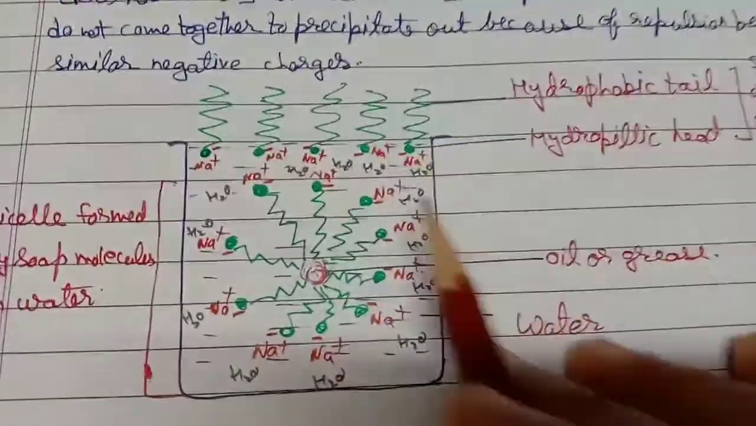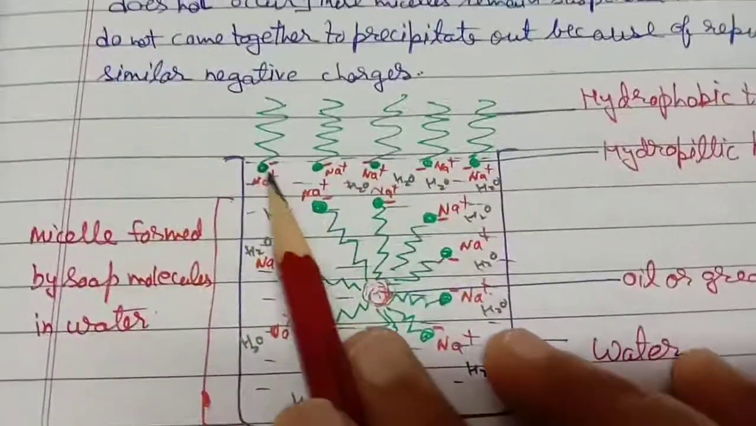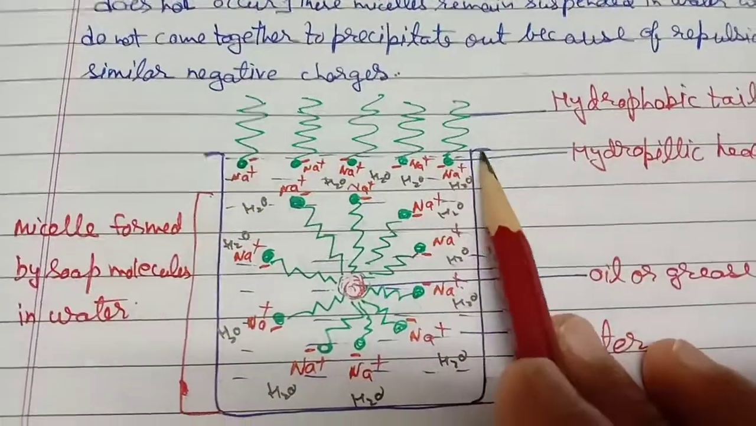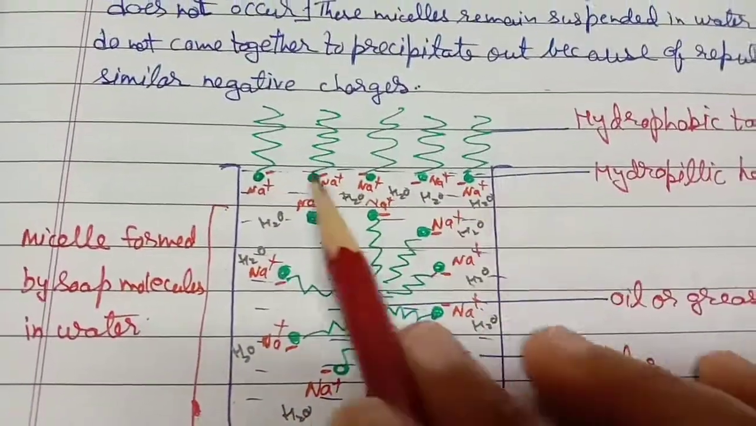So yesterday I told you, it is written in your book, when you dissolve soap in water, what will be there at the surface of water? This is the phenomenon at the surface of water. The head will be inside, and the tail will be protruding outside.